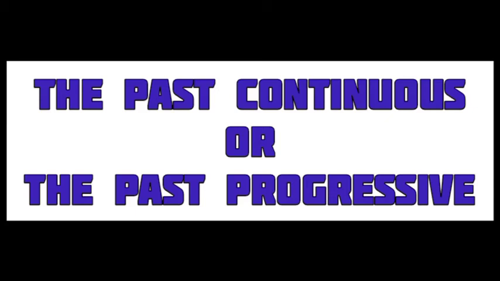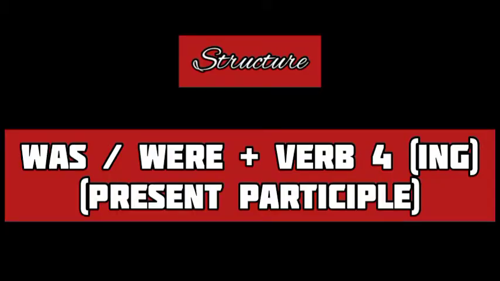Today's lesson is the past continuous tense. It's also known as the past progressive or the past imperfect tense. As you know, we identify a tense from the structure of the verb. So what's the structure of the past continuous tense?